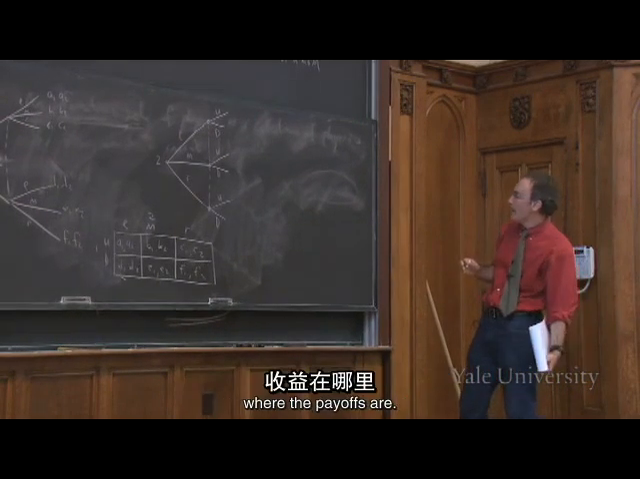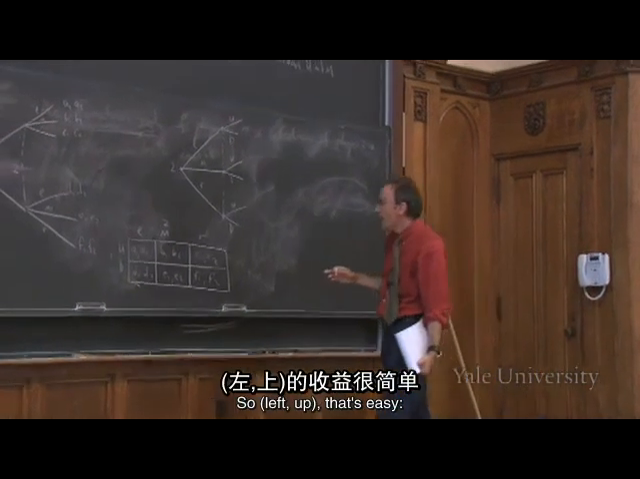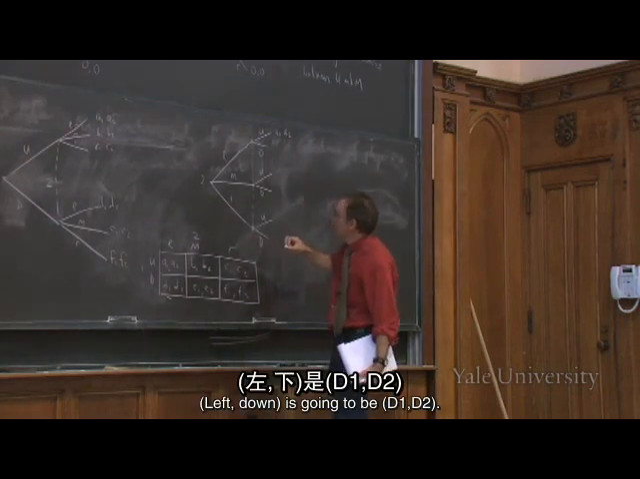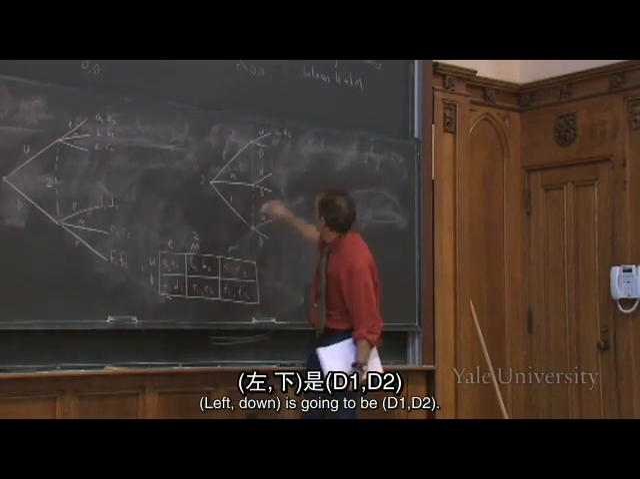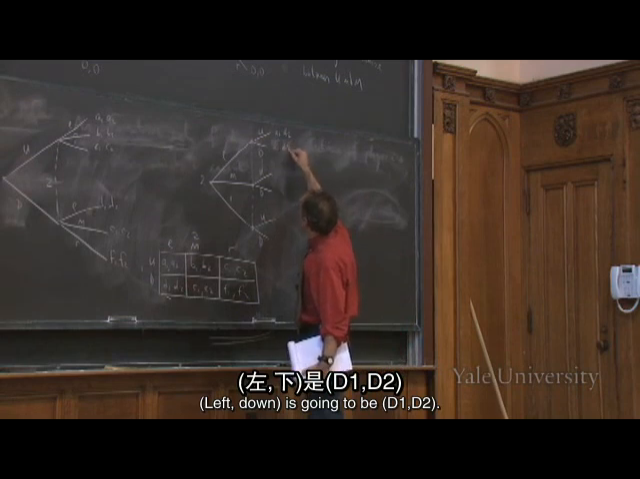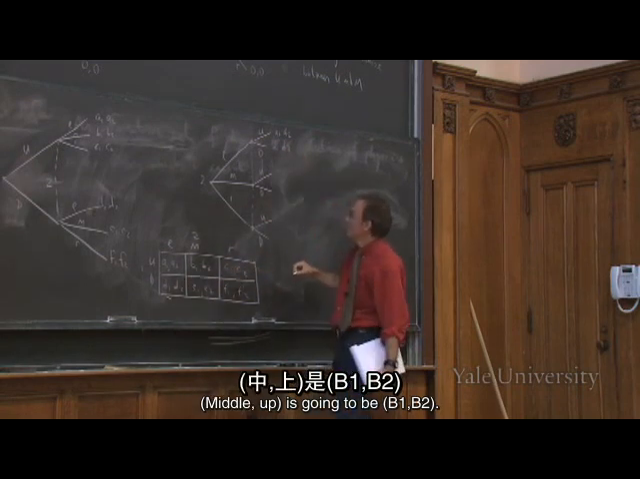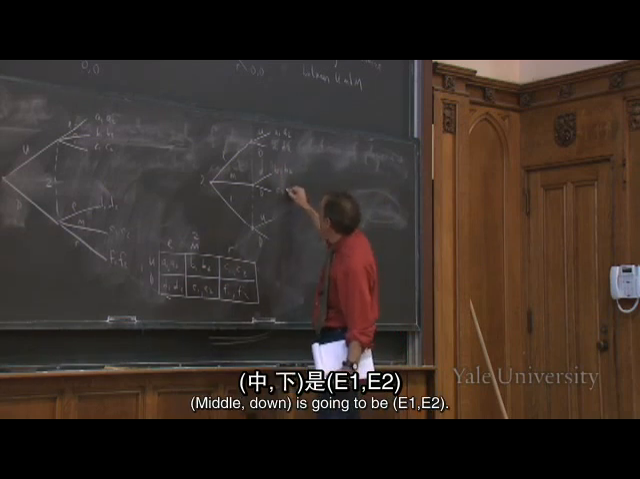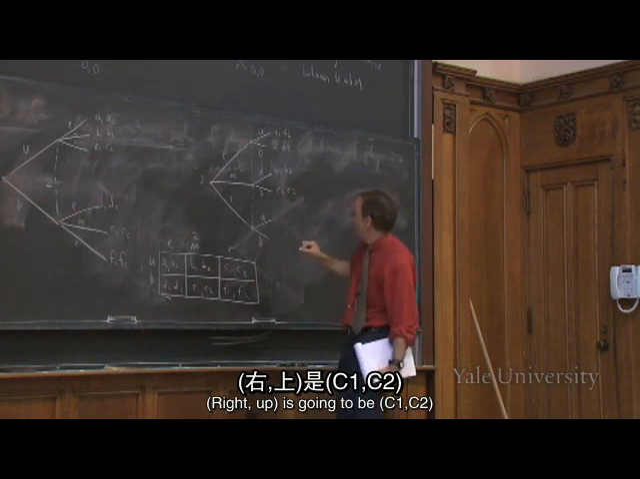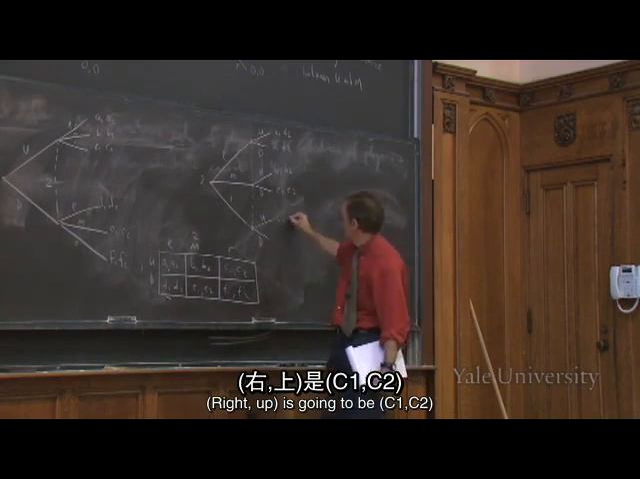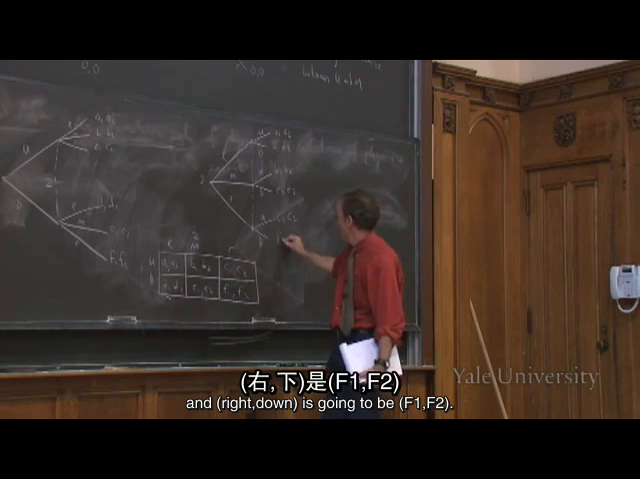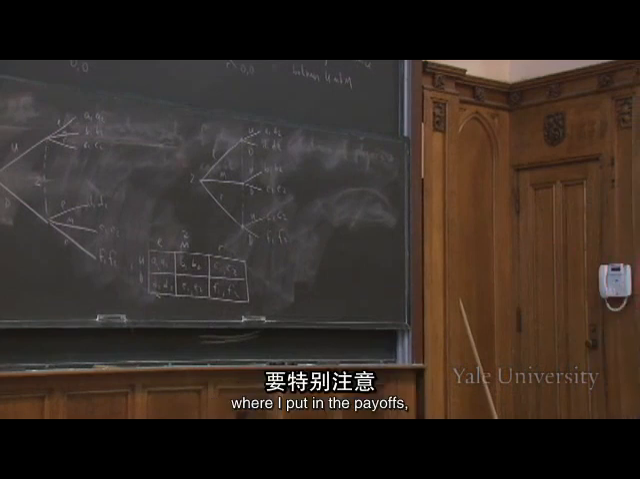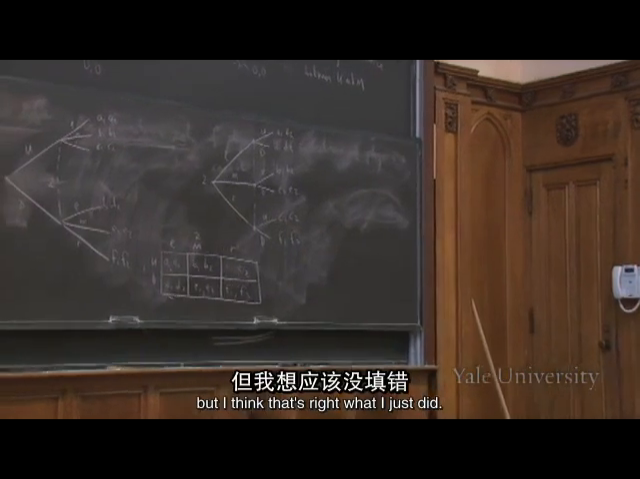And let's be a little bit careful where the payoffs are. So left up, that's easy. That's going to be A1, A2. Left down is going to be D1, D2. Middle up is going to be B1, B2. Middle down is going to be E1, E2. Right up is going to be C1, C2, and right down is going to be F1, F2. All right, so I have to be a little bit careful where I put the payoffs, but I think that's right, what I just did.